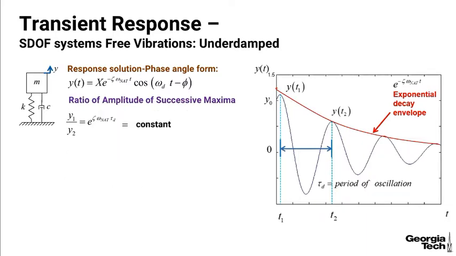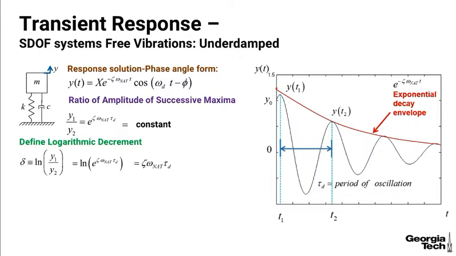So, continuing on from there, I'm going to define the logarithmic decrement as delta. I'm going to give it the symbol delta, and it's going to be defined as the natural log of this y1 over y2. And so the natural log of e to the zeta omega natural tau sub d ends up being zeta omega natural tau sub d.